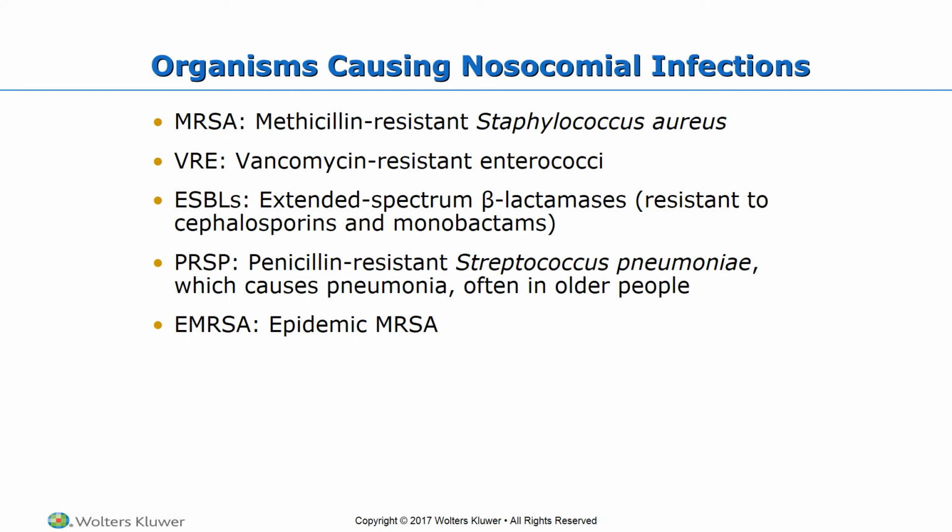Okay, so more common nosocomial infections. Everyone's friend, MRSA, Staph aureus. So methicillin resistant to a lot of the cillins. Okay? VRE, vancomycin resistant enterococci. All right.